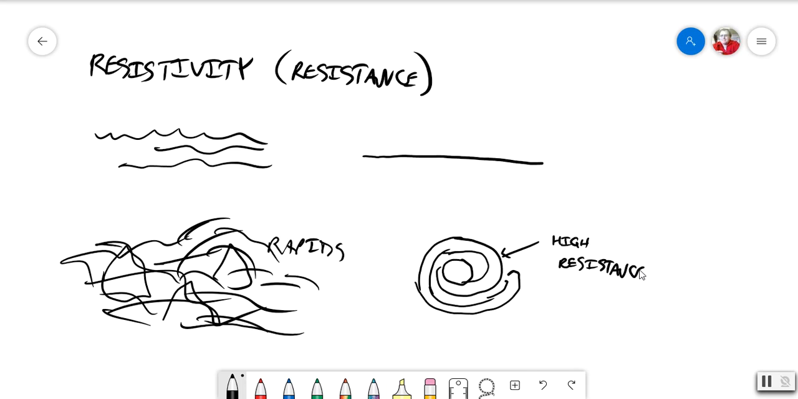A normal wire, like in your house, has low resistance. Just like when water flows through a smooth riverbed, not much is happening. The water goes, it does its thing. Electricity moving through low resistance, it moves through and it does its thing. Water moving through high resistance, you have rapids, you have all kinds of stuff happening. Well, if you move electricity through high resistance, it produces heat.